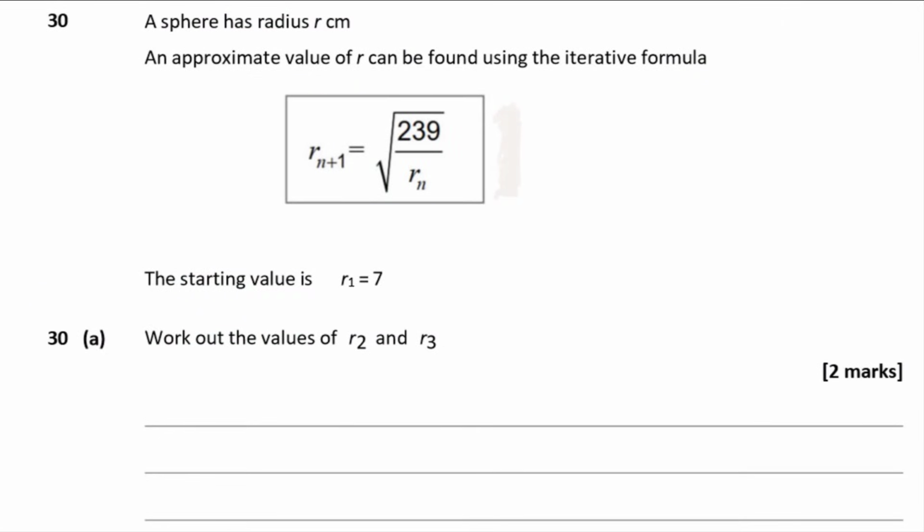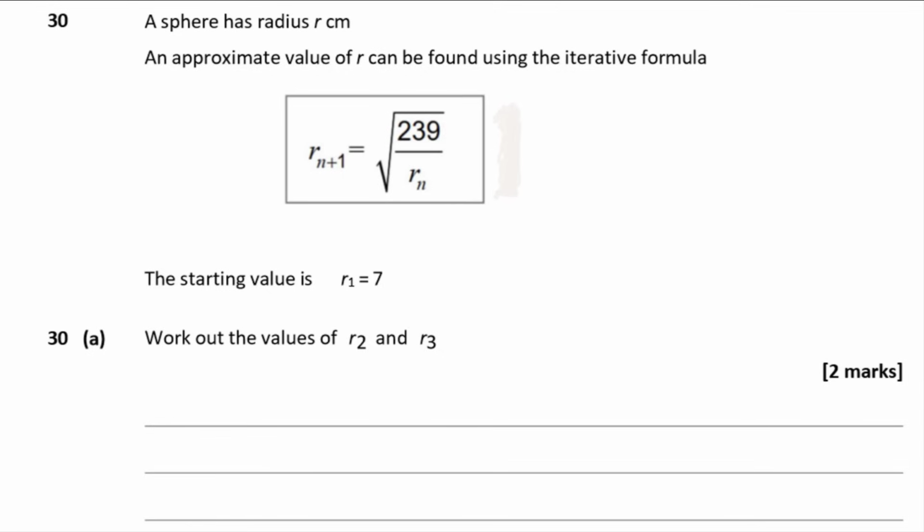Question 30. A sphere has radius r centimeters. An approximate value of r can be found using the iterative formula R(n+1) equals the root of 239 divided by Rn. The starting value is R1 is equal to 7. Work out the values of R2 and R3.